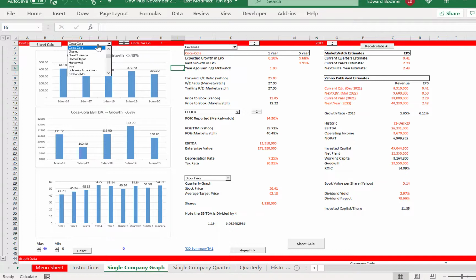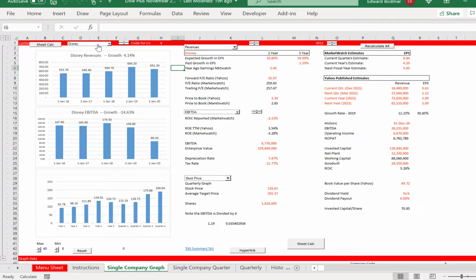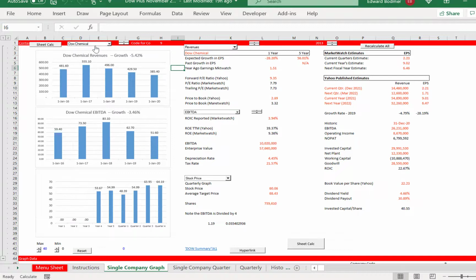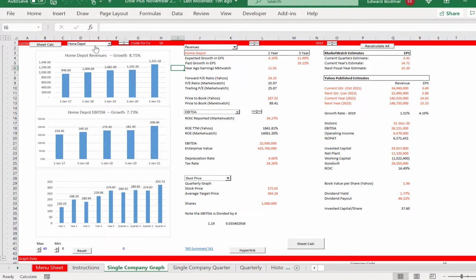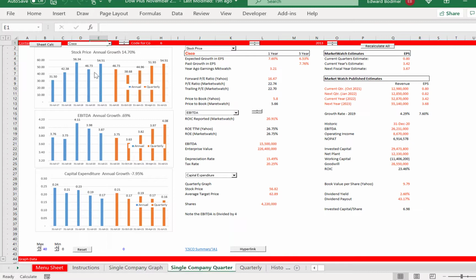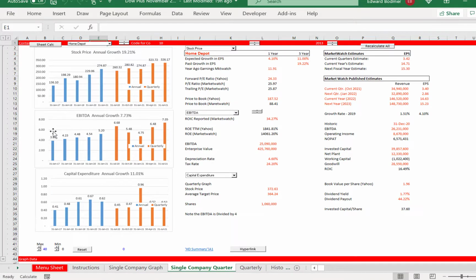Coca-Cola, we've already looked at. Disney had a miserable kind of result, and the stock price still went way up. We're just going on and on. Dow Chemical, same kind of thing, although we don't have quite the information. Home Depot, revenues 8%, stock price way up. Okay, let's get the same thing here. I really should set this up so it's got the same thing.